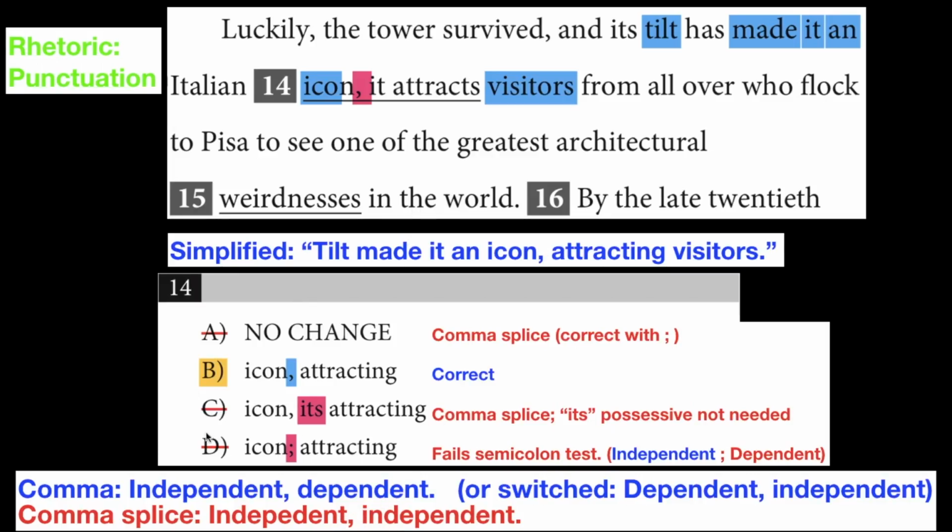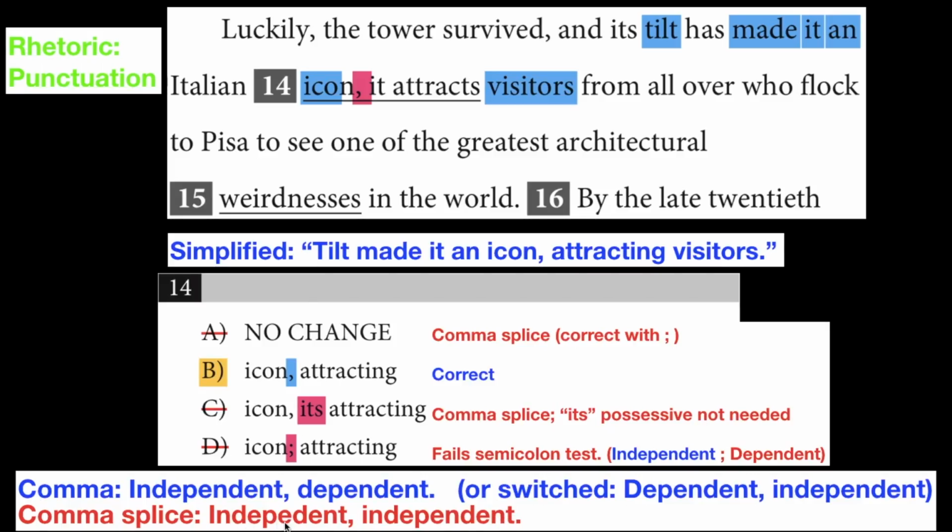A comma, when it separates different clauses, the comma should have an independent and then a dependent, or a dependent and independent. You should have one of each. And remember, an independent clause is a clause that could stand on its own as a full, complete sentence. Dependents cannot. What you don't want to have, the thing that is incorrect to do, would be to have an independent clause and then an independent clause.